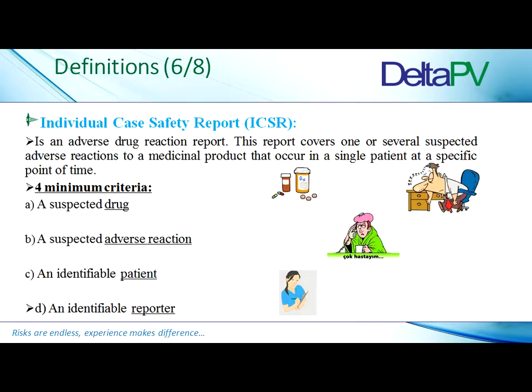Individual Case Safety Report, ICSR, is an adverse drug reaction report. This report covers one or several suspected adverse reactions to a medicinal product that occur in a single patient at a specific point in time. Four minimum criteria: a suspected drug, a suspected adverse reaction, an identifiable patient, an identifiable reporter.